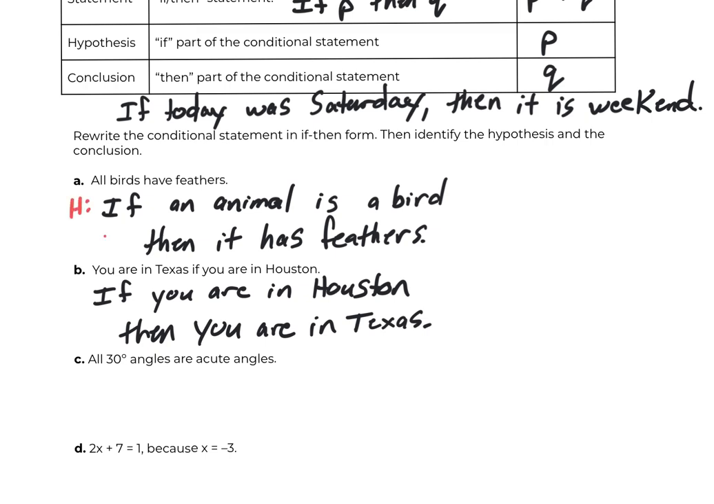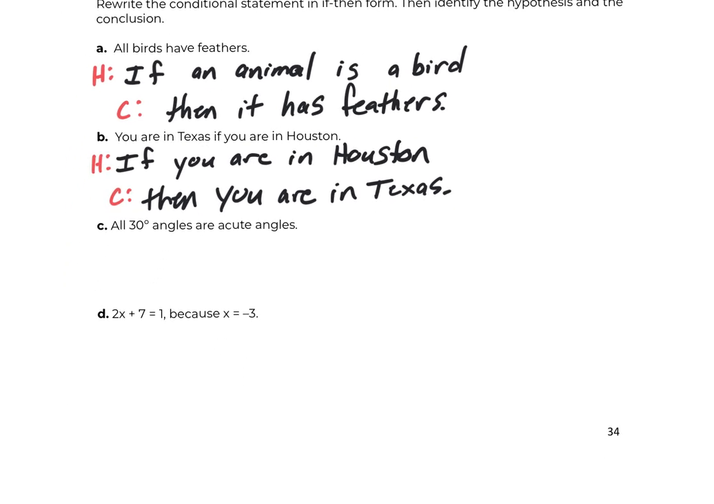Another thing that it asks us to do here is identify the hypothesis and the conclusion. Hypothesis is my if part, the conclusion is my then part. Okay, part C, once again, it doesn't really make sense to say if all 30-degree angles, then acute angles, right? That doesn't make a whole lot of sense grammatically. So how could we rewrite that to make a little bit more sense? Okay, sounds good.